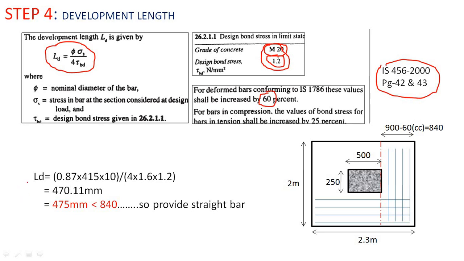So let us see. So LD is equal to 0.87 fy, which is 415, into the diameter. So I have assumed the diameter as 10, divided by 4 into tau BD. So in our case tau BD is 1.2 and into 60%. So we have to increase 60%, so we'll multiply into 1.6. So I have found the development length as 470.11 mm. So I have rounded off as 475 mm, which is less than 840 mm. So we will provide straight bar only.